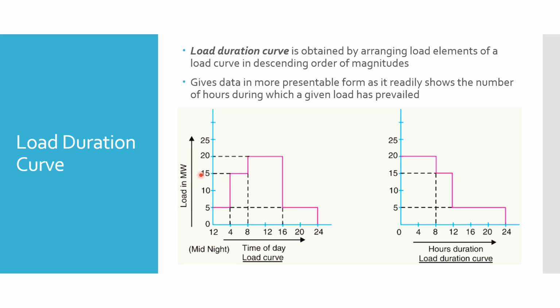Then for 15 megawatts, if you ask for how much time a 15 megawatt or greater load was in the power station, you can say that the load was 15 megawatts or greater from 4 a.m. to 4 p.m. So you can plot it like this.